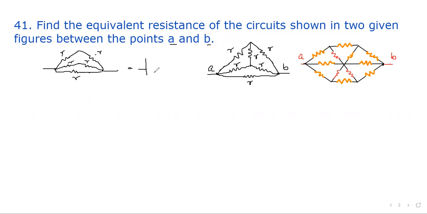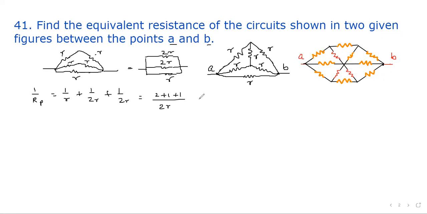So it will be equivalent to one resistance R, this is 2R, this is 2R, and all three are in parallel. So 1 upon R parallel will be 1 upon R plus 1 upon 2R plus 1 upon 2R. LCM will be 2R, so 2 plus 1 plus 1. This will be 4 upon 2R or 2 upon R, from where we get RP is equal to R by 2. So this is the solution to the first part.